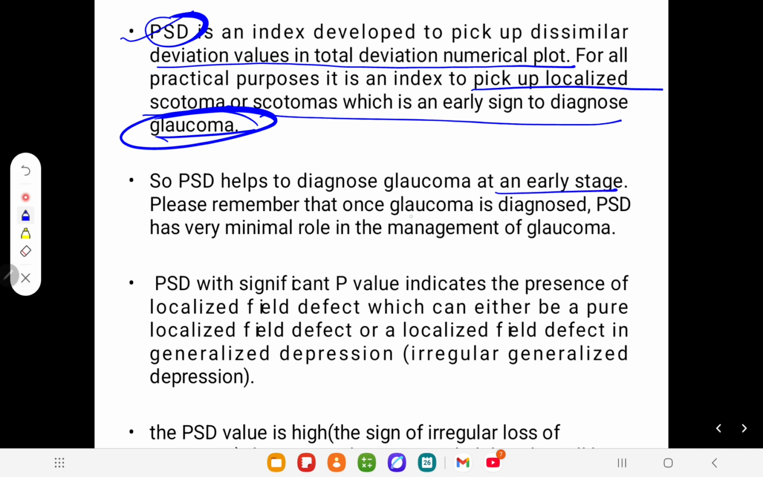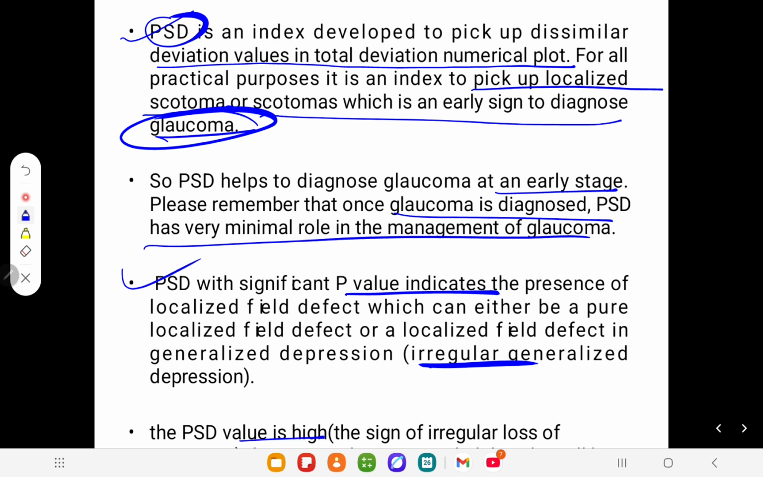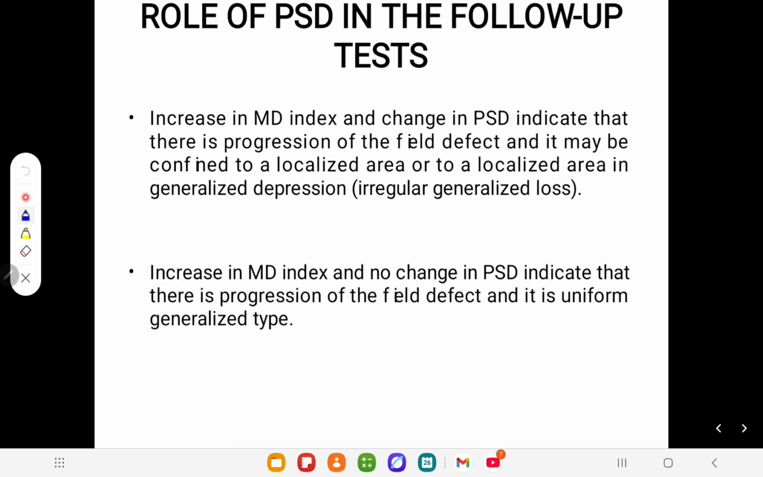And please remember that once the glaucoma is diagnosed, pattern standard deviation has a very minimal role in the management of glaucoma. Then mean deviation is more important. Pattern standard deviation with a significant p-value indicates the presence of a localized defect, and it can be either a pure localized defect or a localized defect in generalized depression with irregular generalized depression. So basically pattern standard deviation does not have plus or minus. Higher the value of pattern standard deviation, higher the irregularity. That's simple.